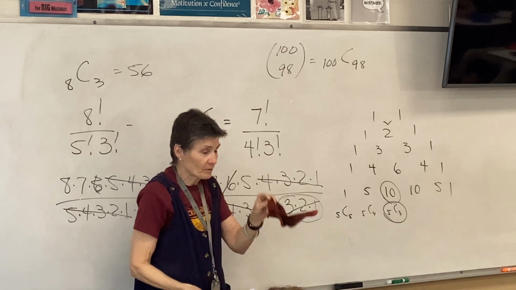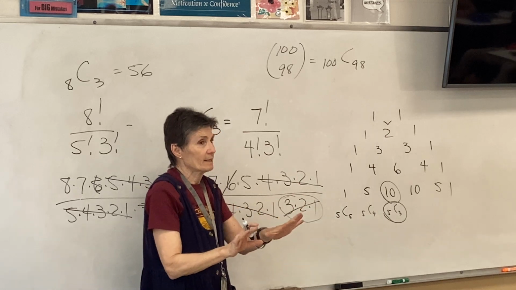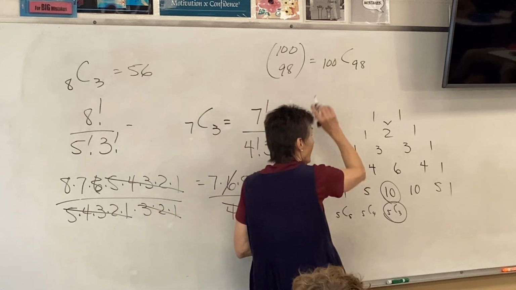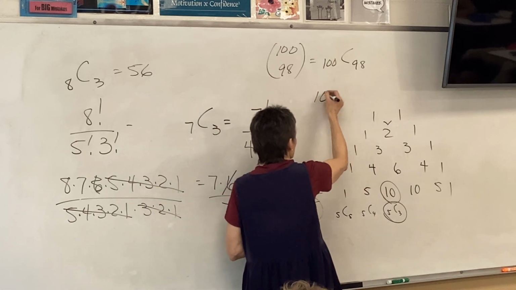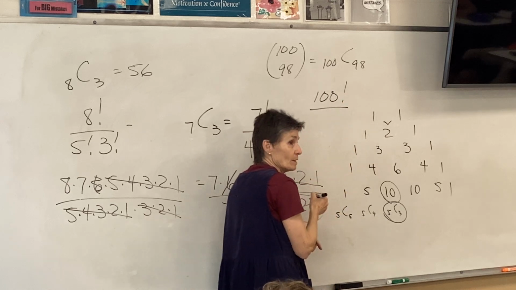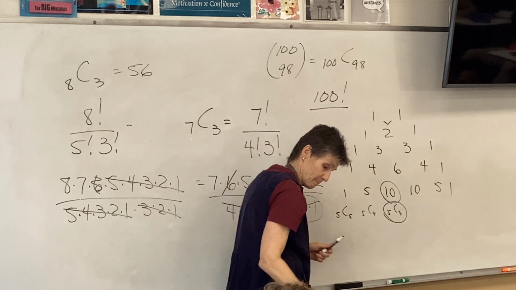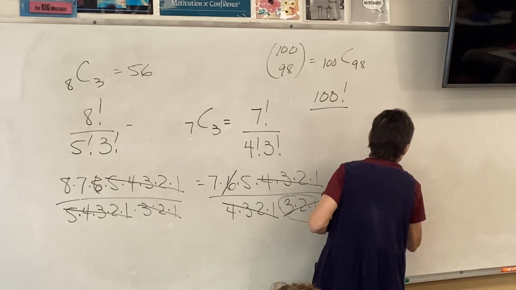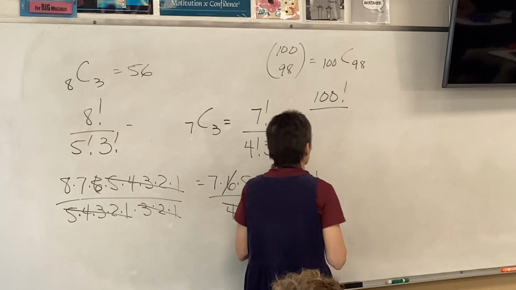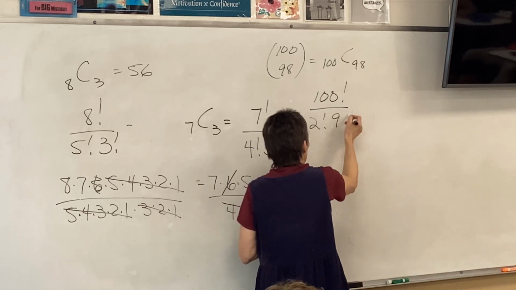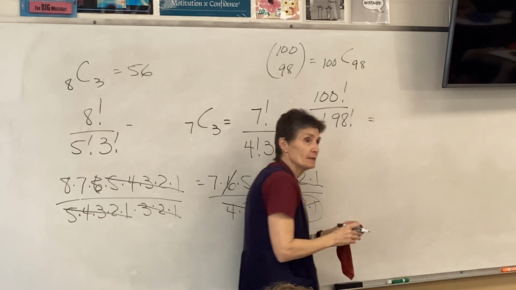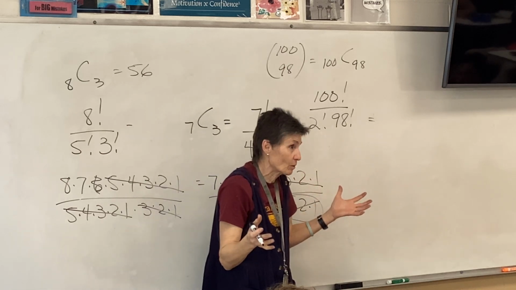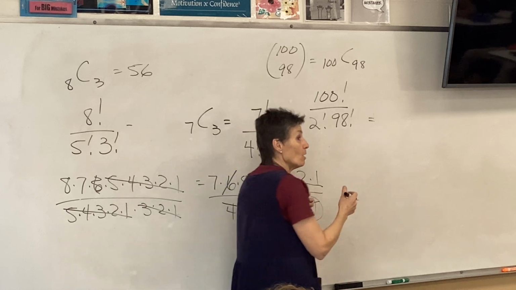Now I know what you're thinking. Don't panic. This is super simple. On the top, we're gonna have 100 factorial, right? What are we gonna have on the bottom? 2 factorial and 98 factorial. Now, no one is going to write out 100 factorial. That's going to take forever.